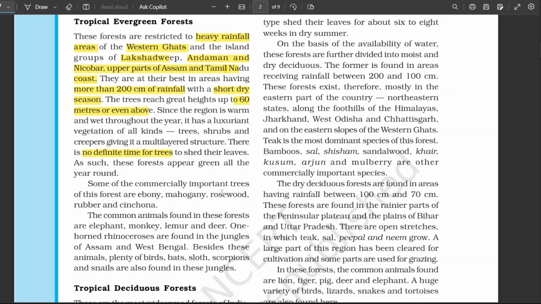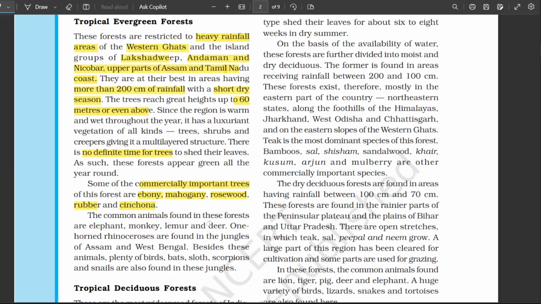Some of the commercially important trees, that's another aspect that we see of this forest, are ebony, mahogany, rosewood, rubber, and whatever you pronounce this, cinchona. The common animals found in these forests. Now we are referring to the fauna of the forest.